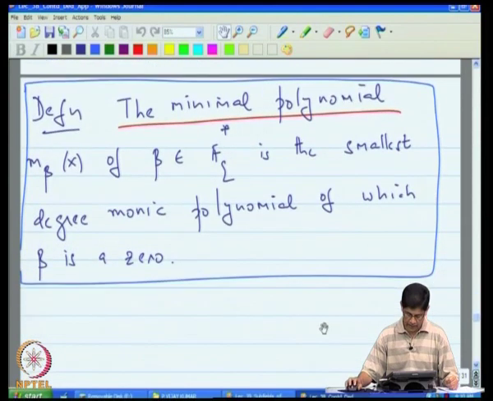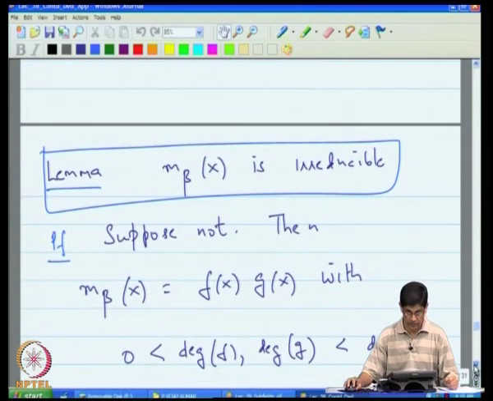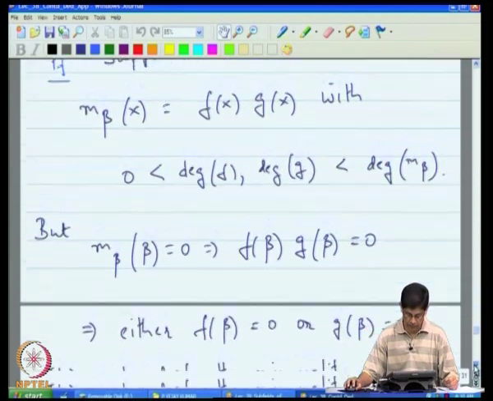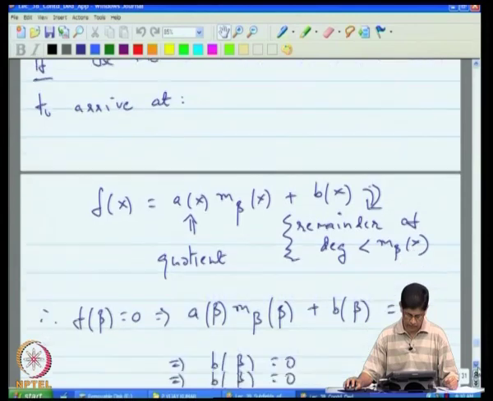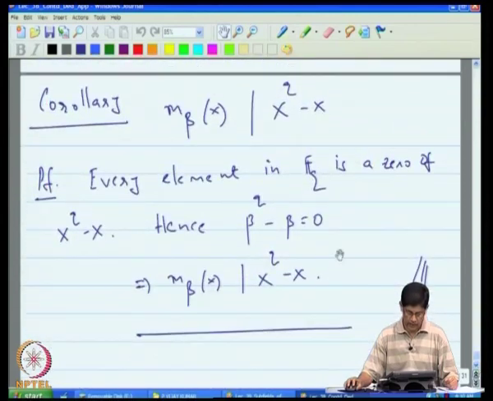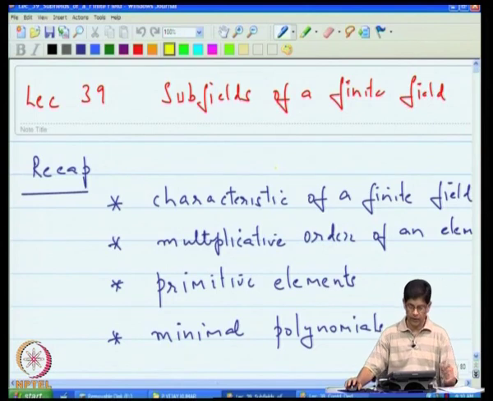We were actually going through the theory of these minimal polynomials. What we actually proved is that the minimal polynomial of any element is irreducible. That is, if f of beta is 0, then the minimal polynomial must divide it. And as a corollary, m beta of x divides x to the q minus x. So, that is about where we were. We will continue on that today.